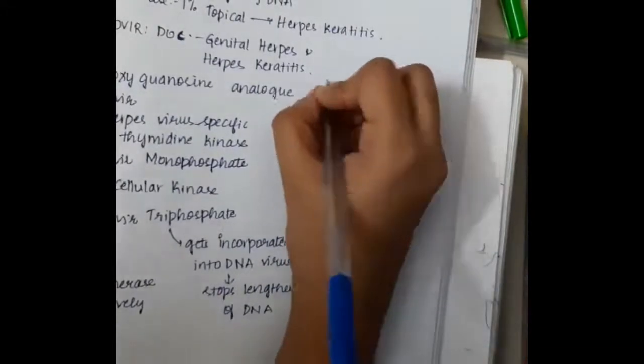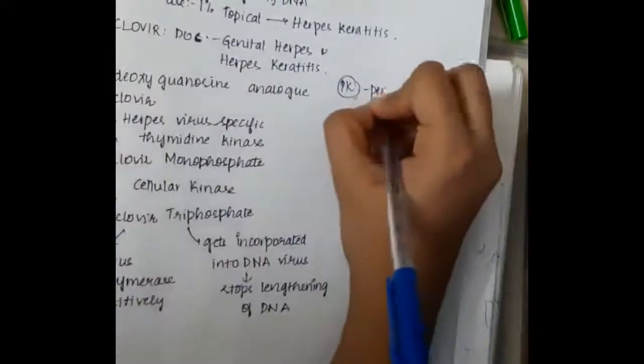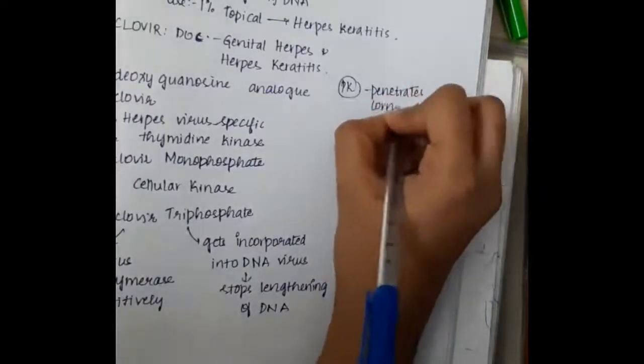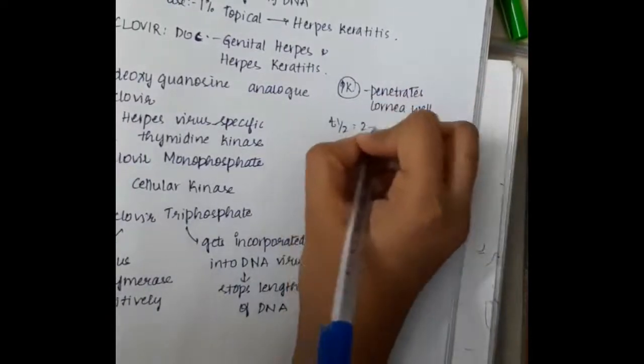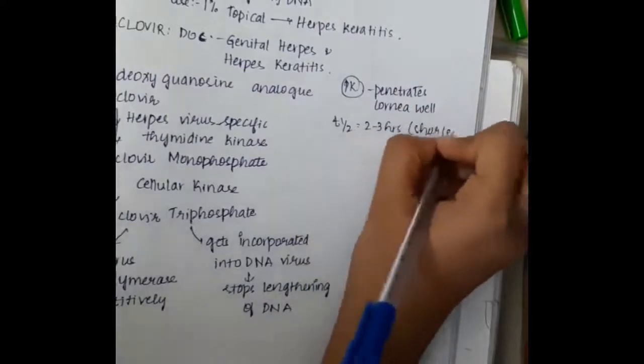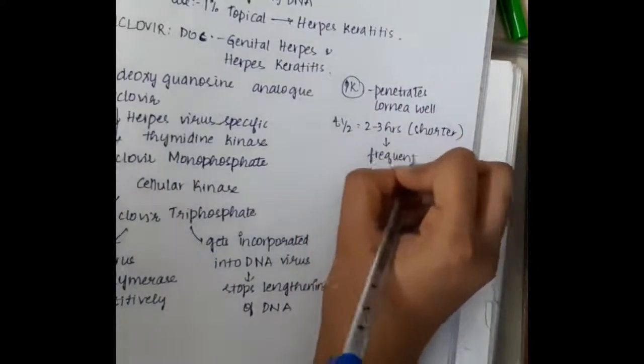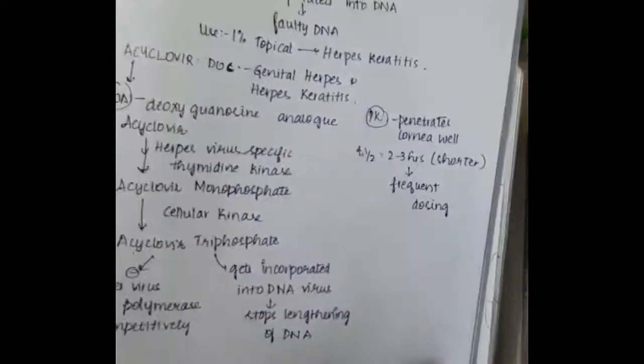If you see the pharmacokinetics of acyclovir, it penetrates the cornea well. The half-life of acyclovir is 2 to 3 hours, which is very short. As a result, frequent dosing of acyclovir is required.